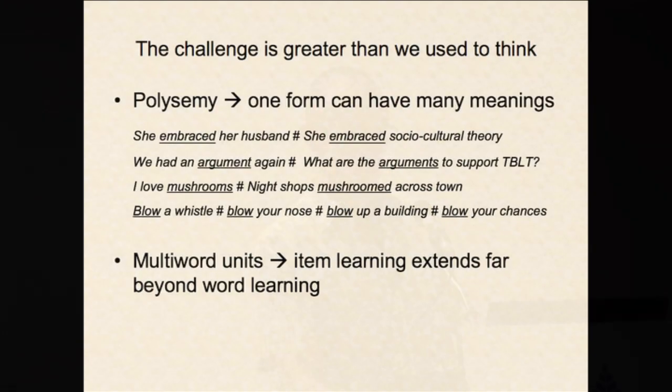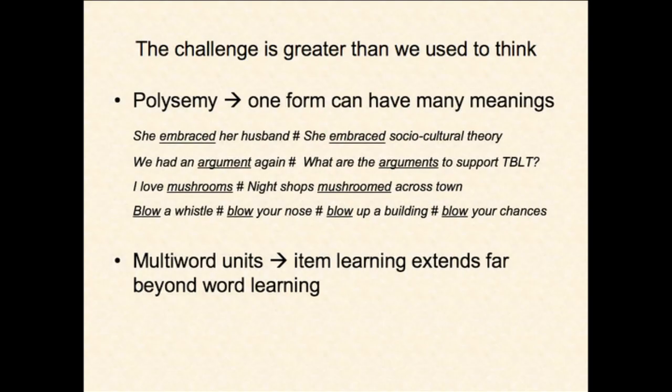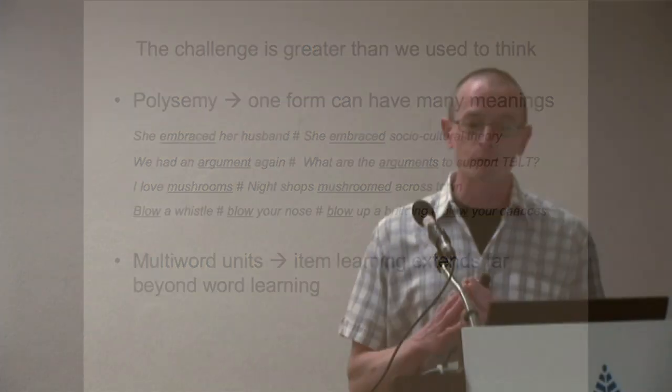But the challenge is even greater than we used to think, because polysemy is the norm in vocabulary. Most words have more than one meaning. If you take examples like embrace, she embraced her husband, means something slightly different from she embraced sociocultural theory. Okay? And we can't take it for granted that if you understand the root meaning of a word, that students will also be able to work out the extended meanings. A lot of studies actually show that most students are not capable of doing that at all.